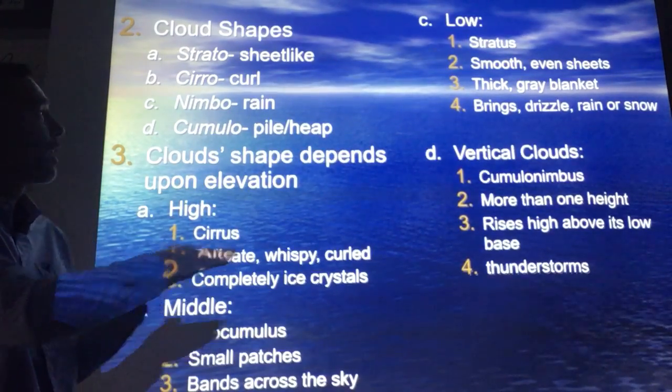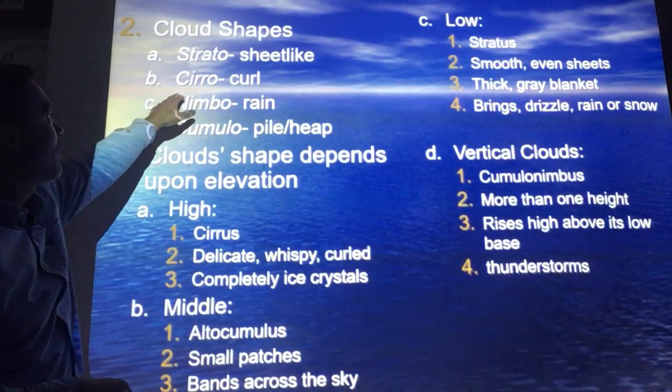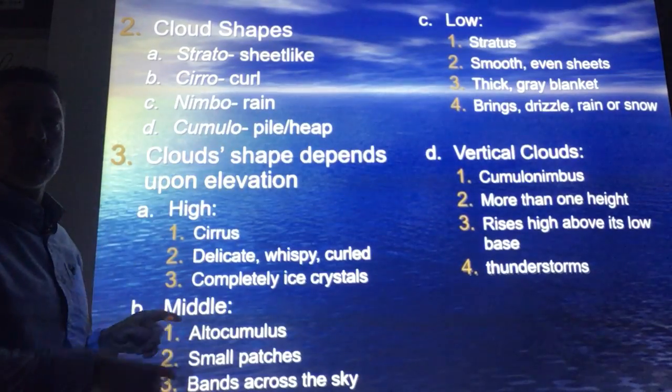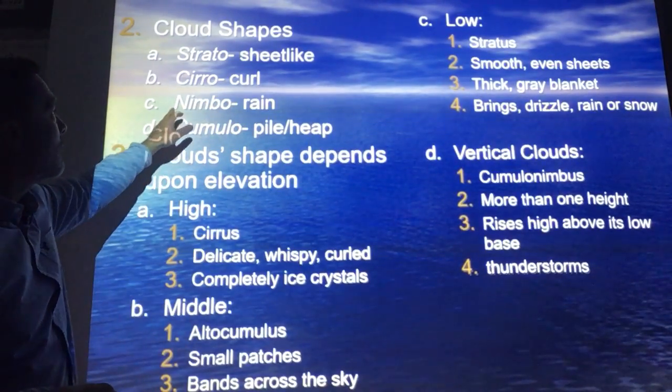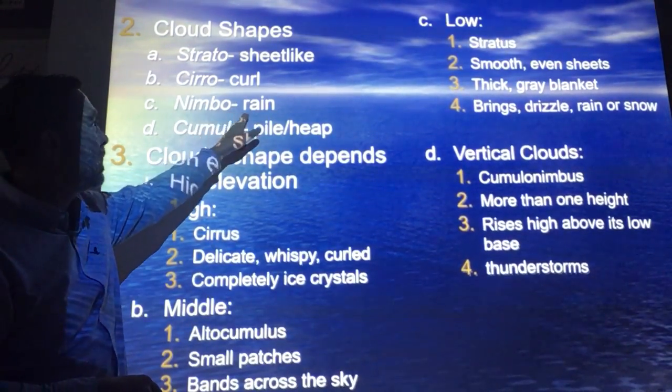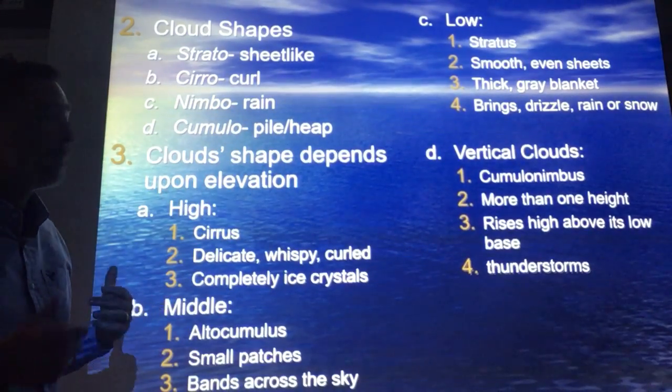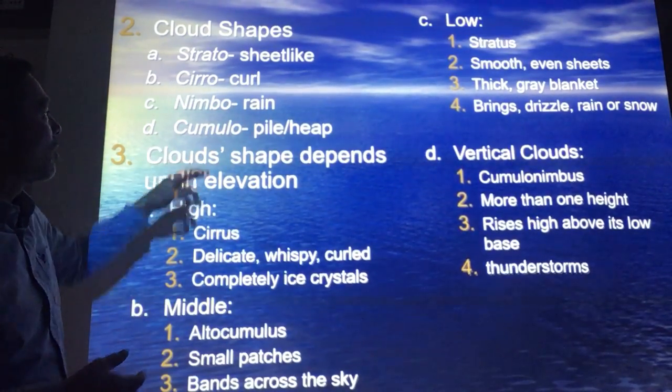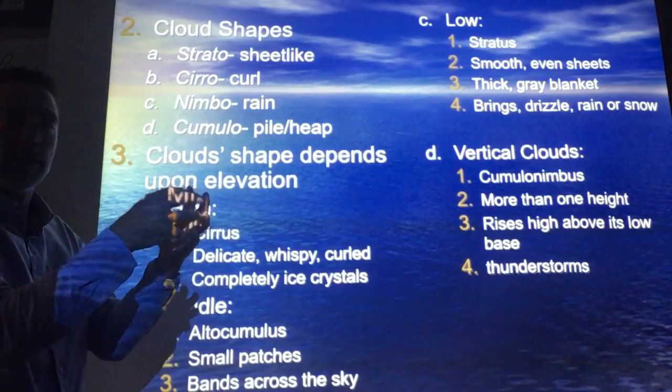Stratus flatus, that's how I always say it. Cirro is curl. Those are usually the really high clouds. Nimbo means it has some raininess with it. It's going to be dark, it's going to be heavy. Cumulo, pile, heap, chunky.